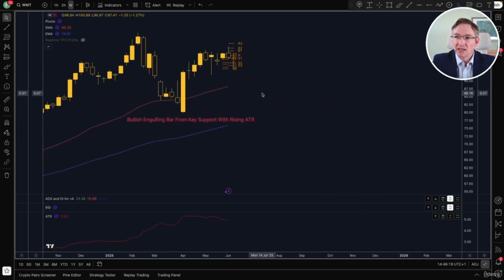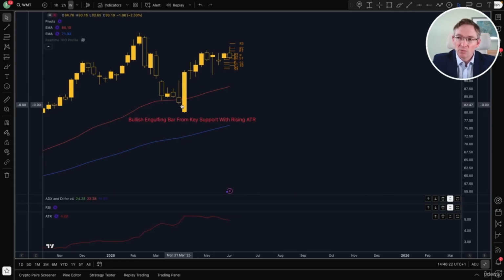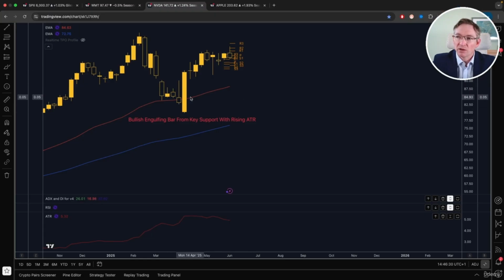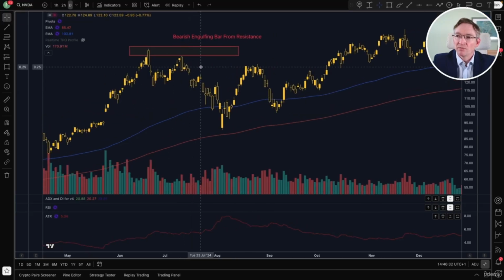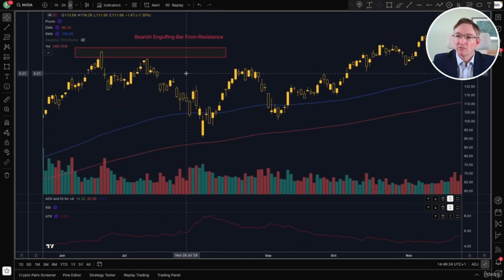Single candlestick. The key thing is you want the open to be below the low of the previous candle and the close to be above the high of the previous candle. That's the bullish engulfing bar. And here's a bearish engulfing bar. You have exactly the same, but in reverse.